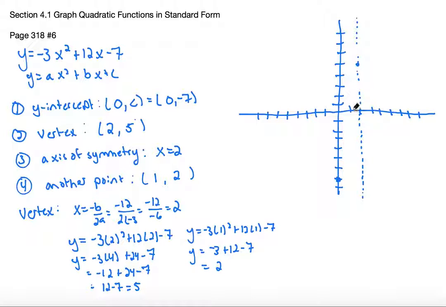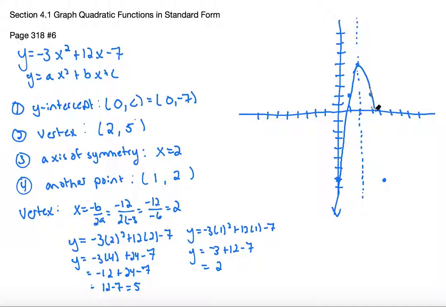(1, 2) is our additional point we found. And then now what we're going to do is play on symmetry. So if we know (1, 2) is a point, we also know (3, 2) must be a point on the graph. And the same thing for (0, negative 7), we must have the point (4, negative 7) on the graph. So we can plot additional points so that we can get a nice, relatively good parabola.